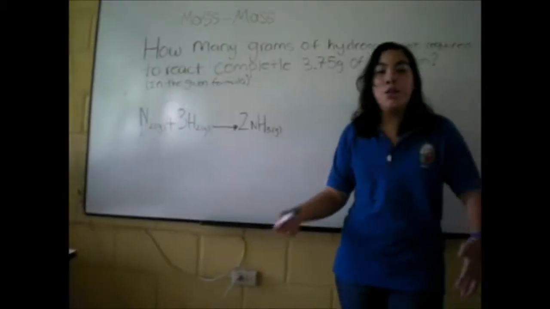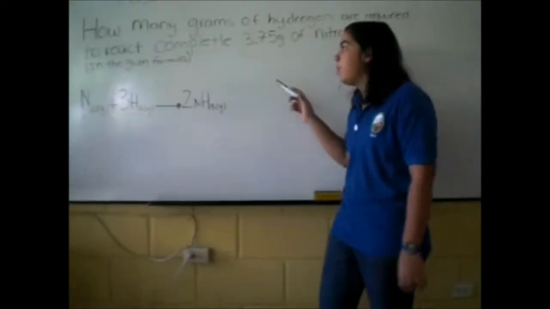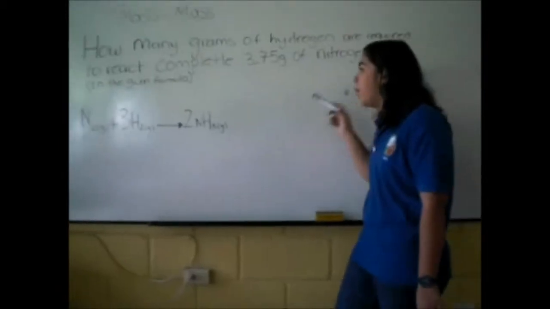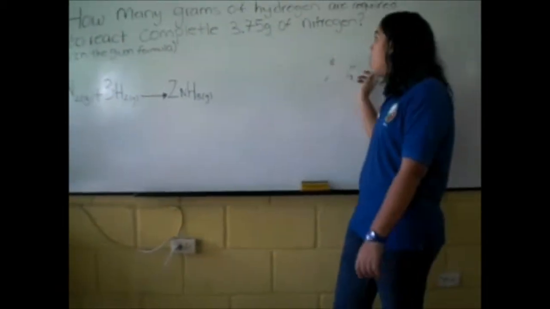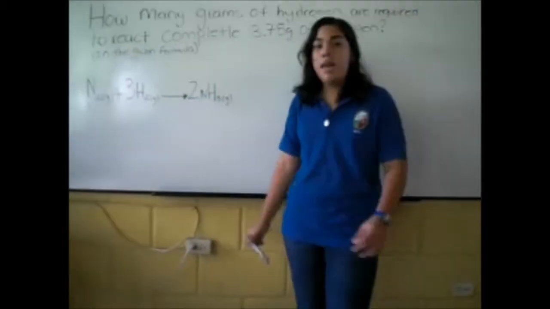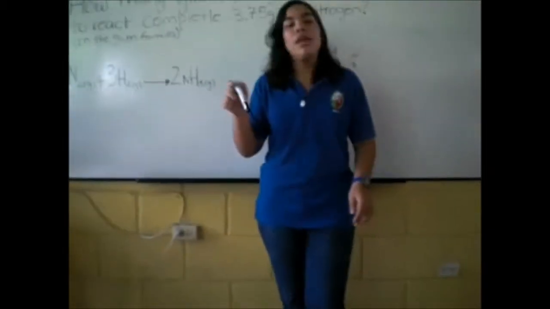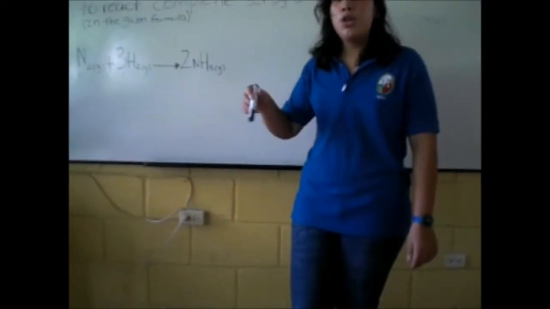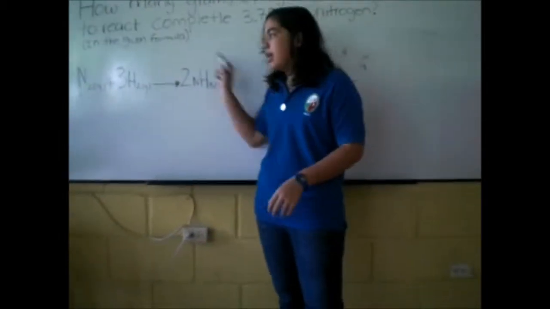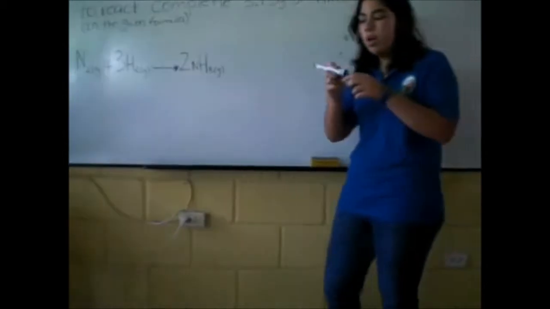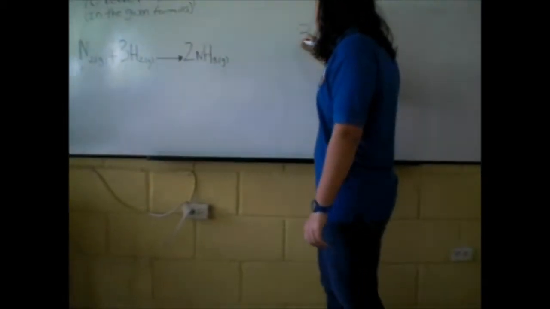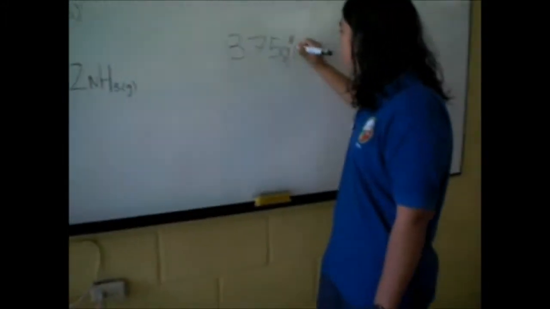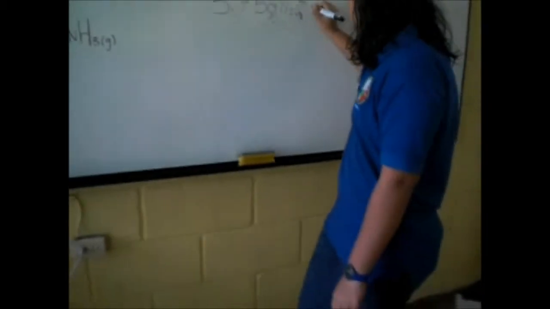So your teacher may give you something like this. How many grams of hydrogen are required to react completely with 3.75 grams of nitrogen? Your teacher needs to give you a formula, but sometimes that formula is unbalanced, so you need to balance it. But in this case, it's already balanced. So what you need to do first is put that 3.75 grams of nitrogen times.